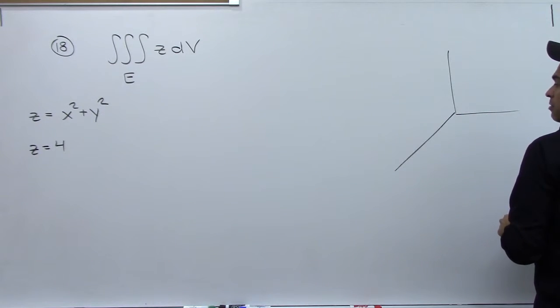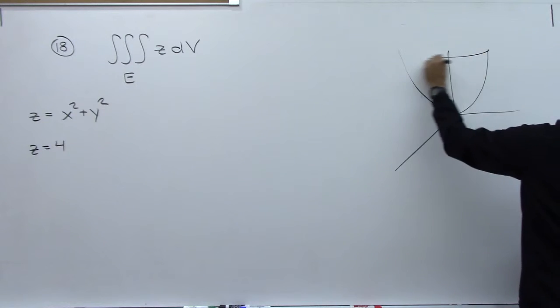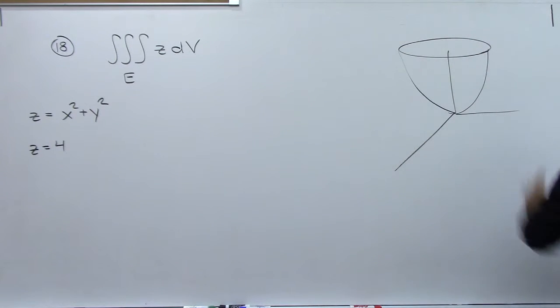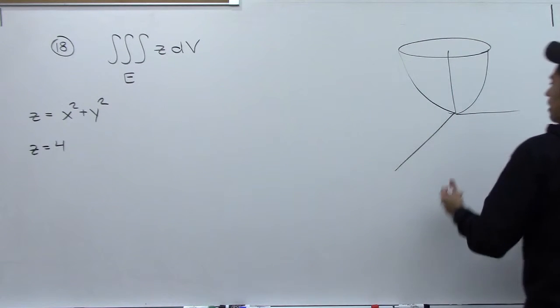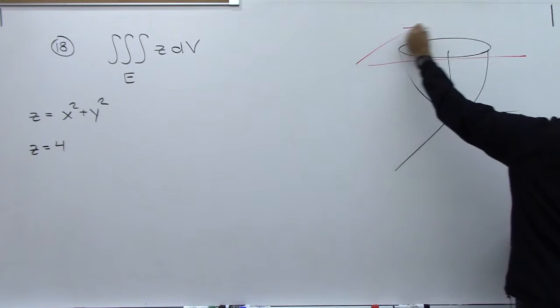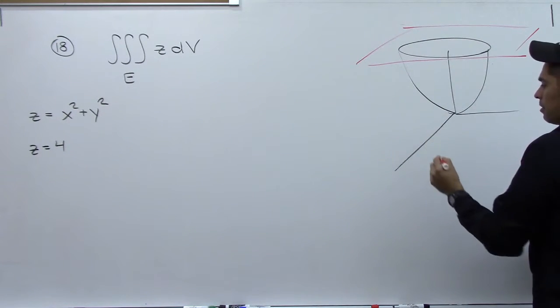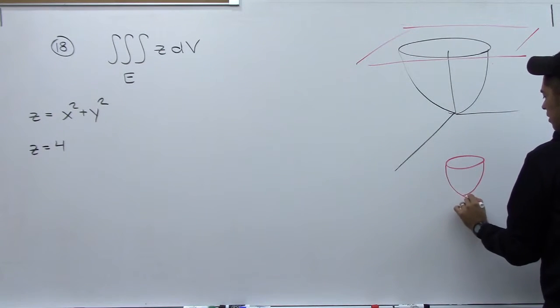Okay, z equals x squared plus y squared looks like a bowl. Of course, it keeps going up forever and ever. And then z equals 4 is just a plane parallel to the xy plane up here. It just cuts off my paraboloid. So our region E should look like this. It should be this solid here.